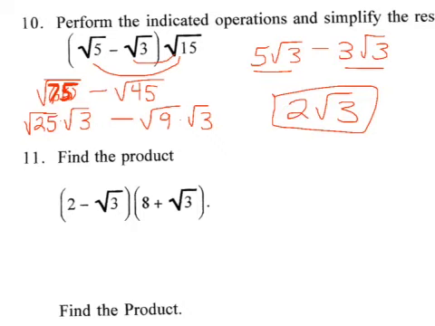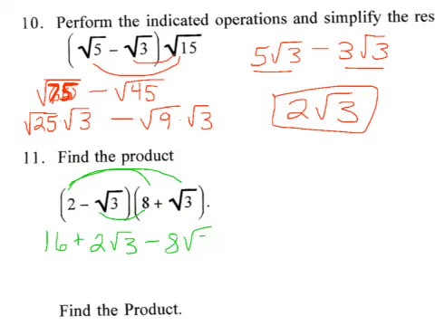Now let's find the product of 2 minus root 3 times 8 plus root 3. So remember that for these types of problems, we need to FOIL. So first we're going to do 2 times 8, which is 16. 2 times root 3, which is 2 root 3. Negative root 3 times 8, which is negative 8 root 3. And then negative root 3 times a positive root 3 will be a negative 3.